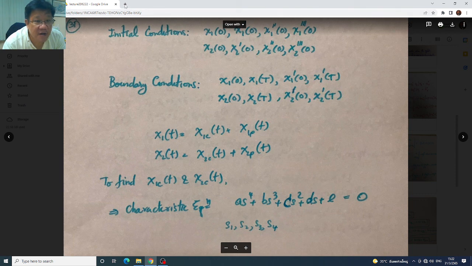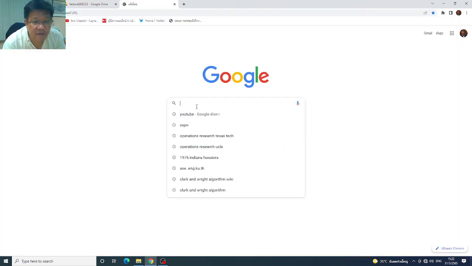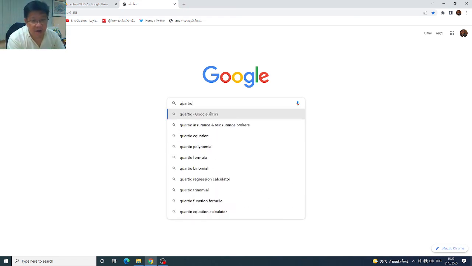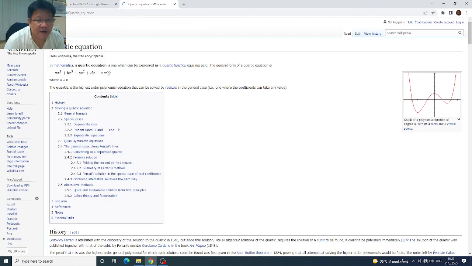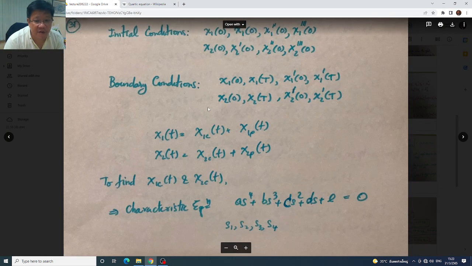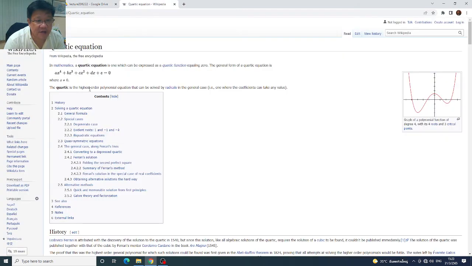We're going to search on Google, just like last time, for the quartic equation. When you look at the quartic equation, do we have a general form? You just replace x by s. From here, actually, this is a very big statement: the quartic is the highest order polynomial equation that can be solved by radicals in the general case.